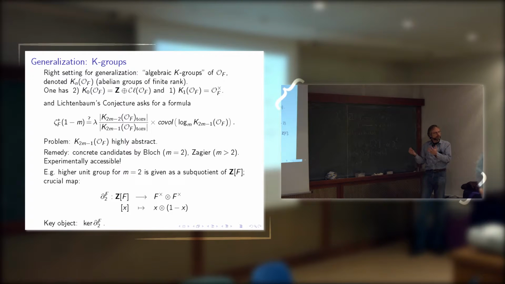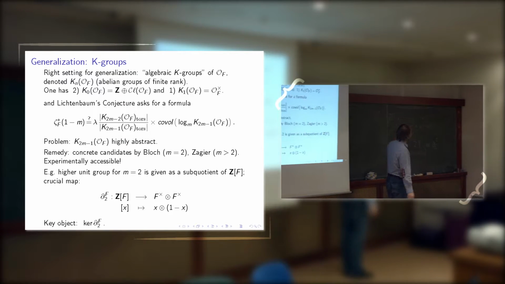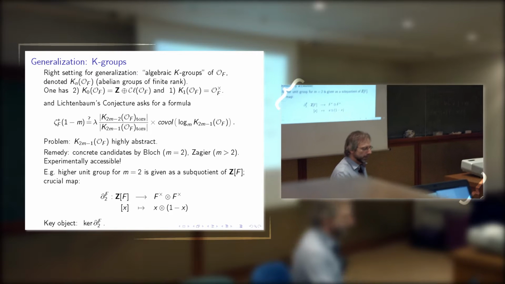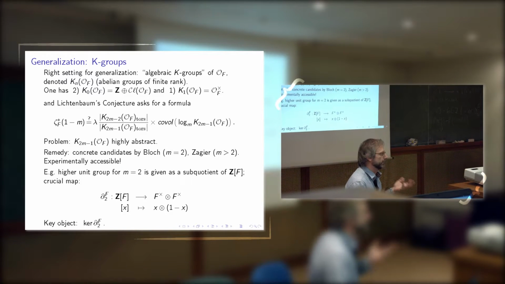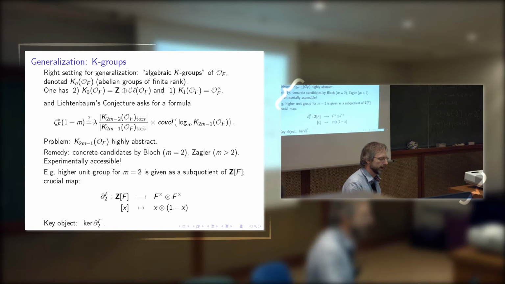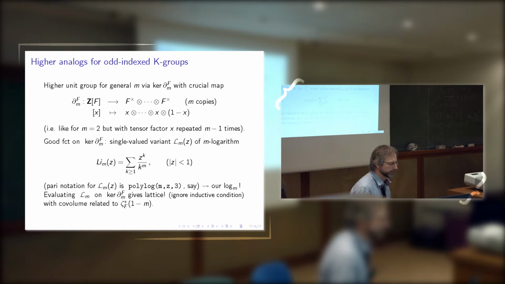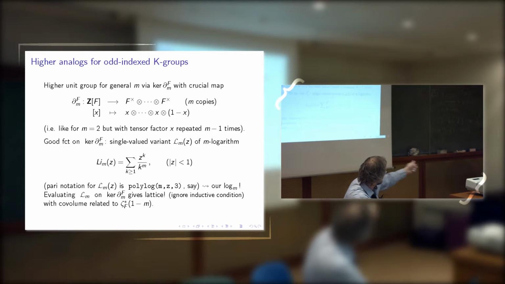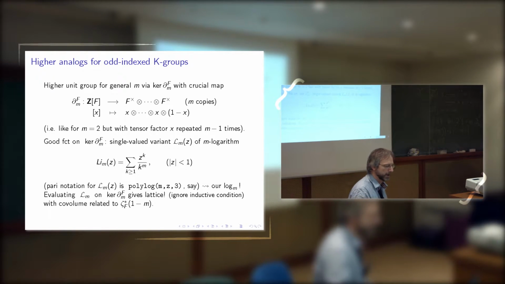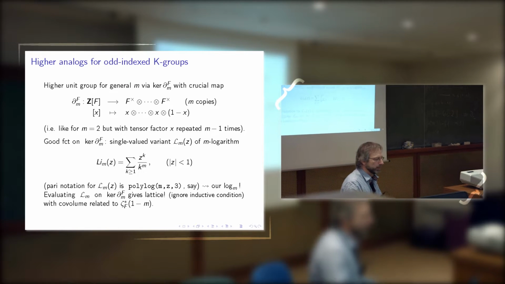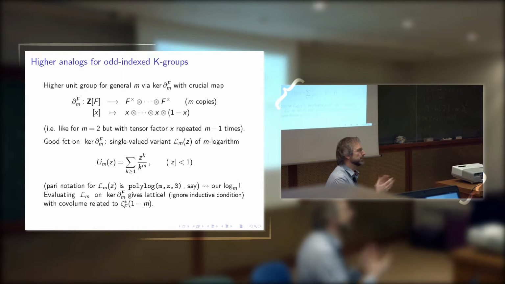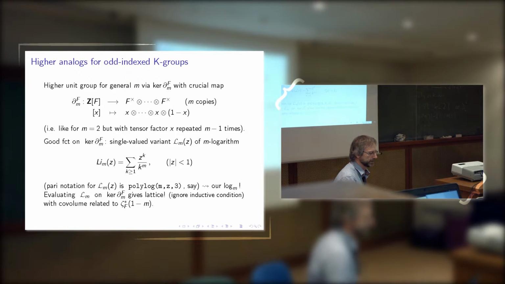So that's an important example to understand, to get a little feel for that map. Our key object is the kernel of this map. That will be the higher units of order m equals 2. And for general m, you just thicken the one on the left: you have more tensor factors of x on the left, like m minus 1 if your index is m. That is the crucial map that needs understanding. Once you have a good grip on that, you're in business.